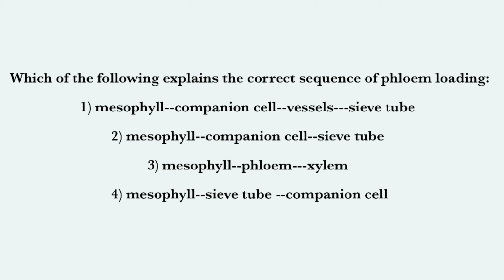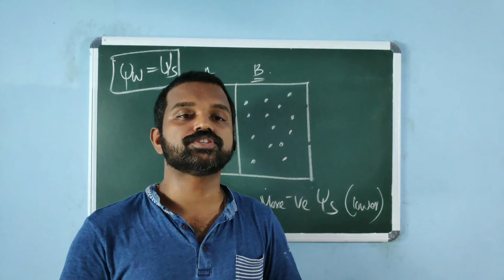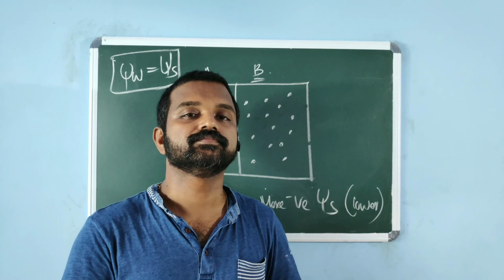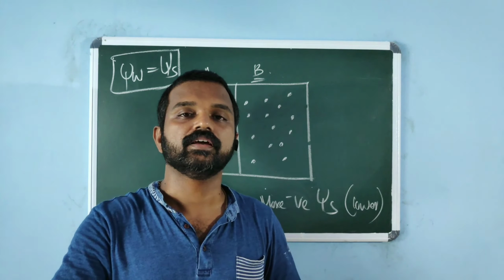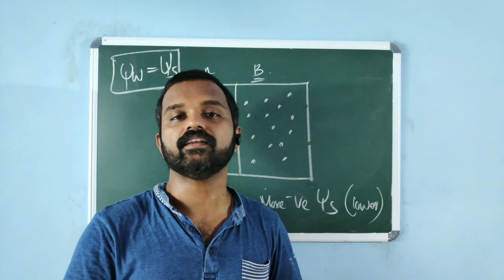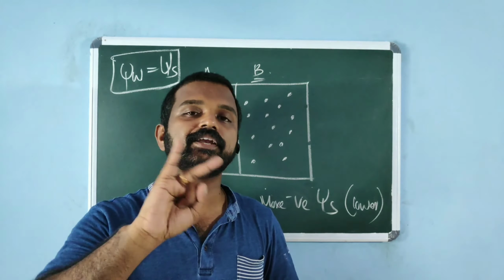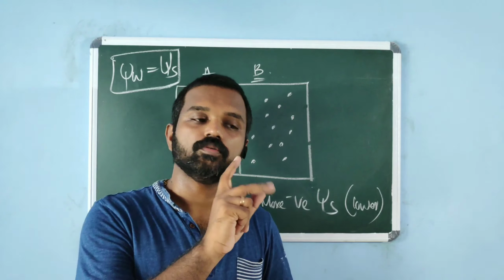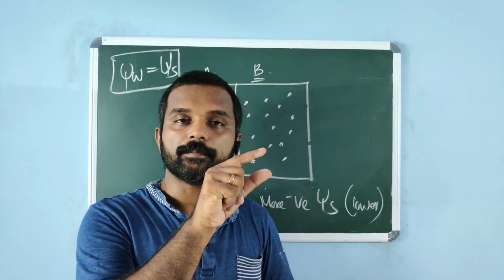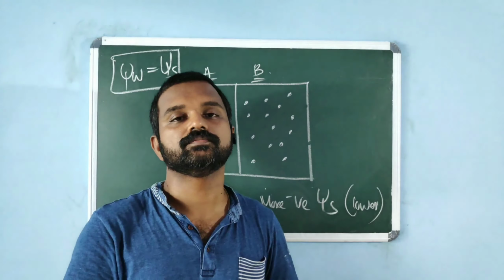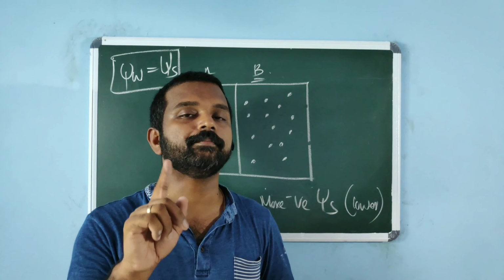Which of the following explains the correct sequence of phloem loading? In phloem loading, sucrose from the source, that is from mesophyll, enters into the companion cell, a specialized parenchyma, then into the sieve tube. So mesophyll, companion cell, sieve tube is the correct sequence of phloem loading.